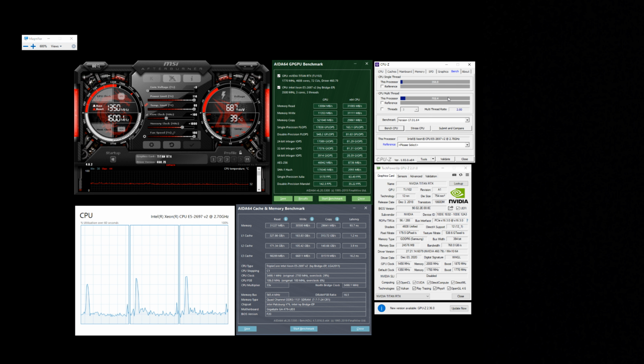But anyways, this is how the CPU benched. As again, CPU-Z doesn't see 3 cores, doesn't see 5 cores, doesn't see 7 cores, so it kind of benched 2 core 2 thread.